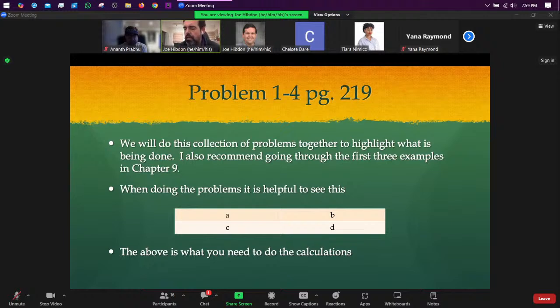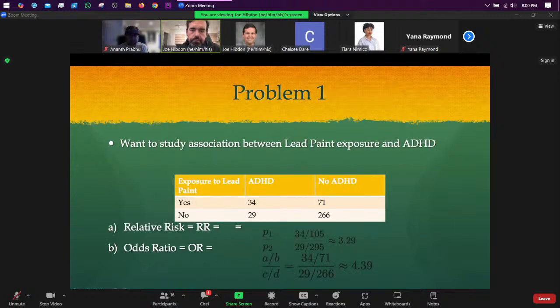So what we're looking at here is the ratio of those exposed. So we're looking at the ratio with ADHD versus not ADHD. So we have 34 over 71 and 29 over 266. That's 4.39. Okay. And again, you do have to have a sentence describing this.